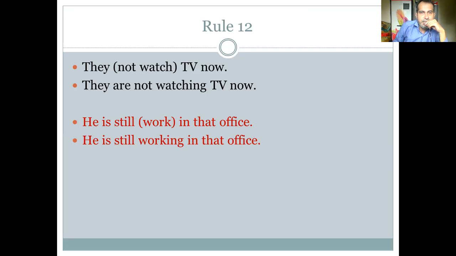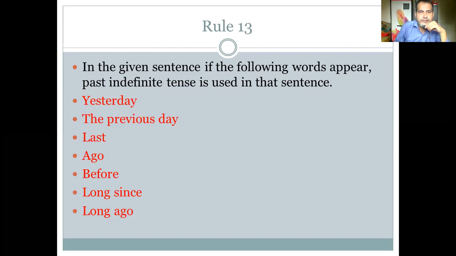Next example, he is still, the signal word is still here. He is still working, in bracket, in that office. So what will be the solution? He's still working in that office. You have added ing, and this is the solution. That means he is now working in that office. Still he's working in that office. That's why we have used ing, my present continuous format here.